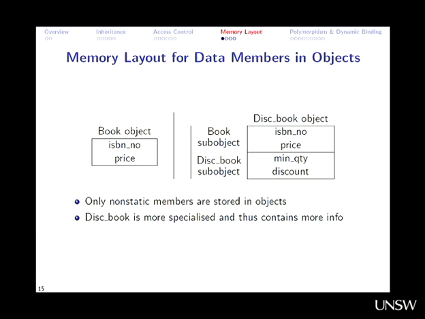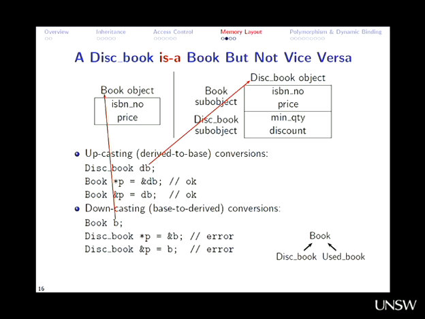Keep this in the back of your mind, okay? Because these next few slides are going to look at how these things all relate to each other. So let's look at the relationships between the base objects and the inherited objects. A discounted book is a book, but not vice versa. What does that mean?